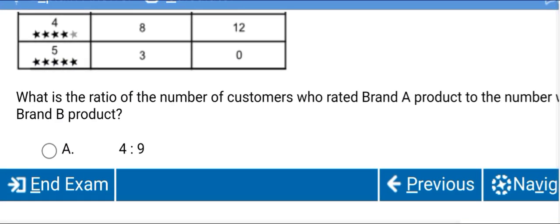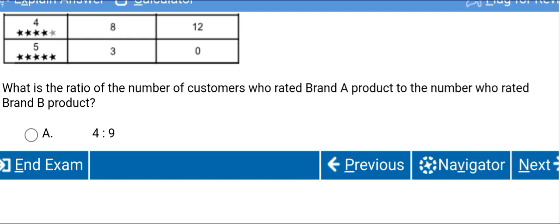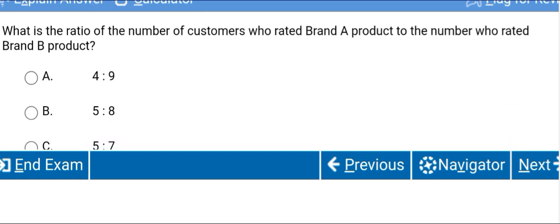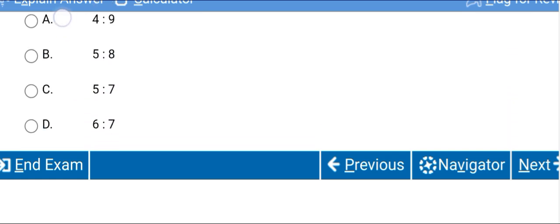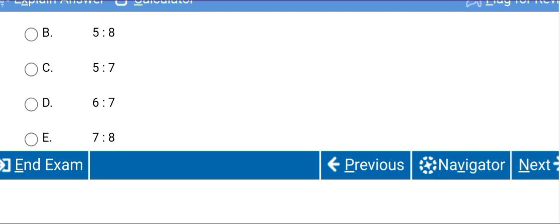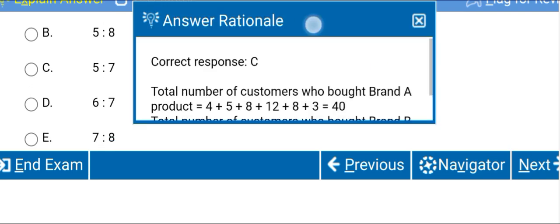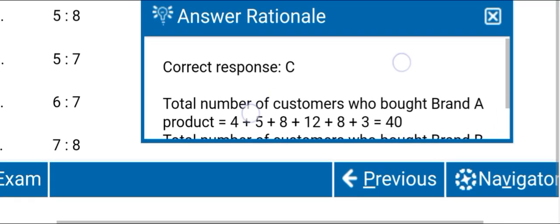And the question is that what is the ratio of the number of customers who rated brand A product to the number who rated brand B product? Option A 4:9, option B 5:8, option C 5:7, option D 6:7, option E 7:8. So the correct response is C.